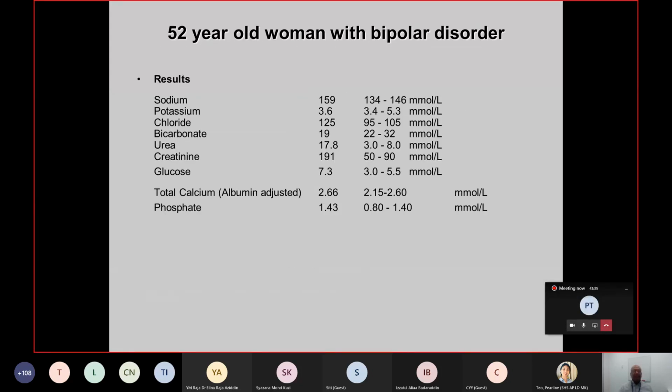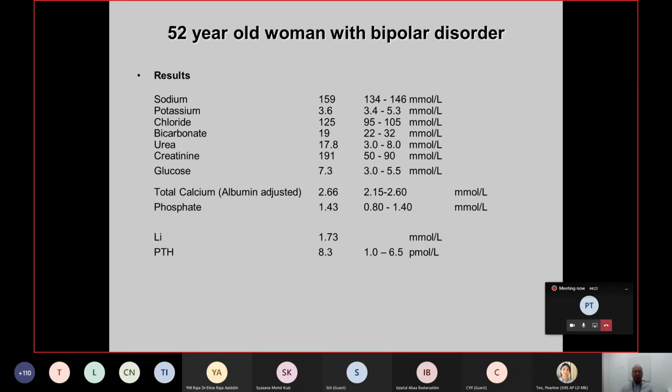We go on to the next case. This is a 52-year-old female with bipolar disorder. So her electrolytes show a very high sodium and high urea and raised creatinine, mildly reduced bicarbonate. You could say that the patient looks very dehydrated. Total calcium is raised, and the phosphate is also high, just above normal. This patient is on lithium, which is used for treatment of bipolar disorder, and her PTH is raised.